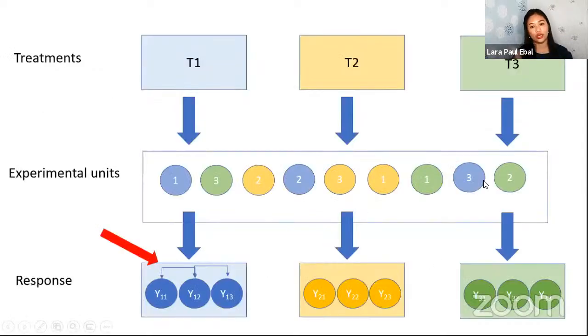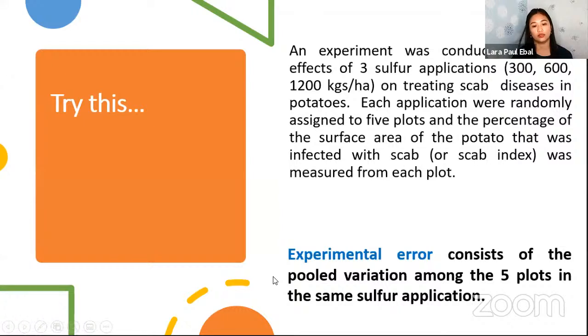Okay, so just to illustrate, I think you're already familiar with this picture or diagram. So the experimental error comes here. So these values here, the discrepancies between Y11, Y12, and Y13, the discrepancies again are incorporated in the experimental error. Now, another example. Under experimental errors, I'll just show you.